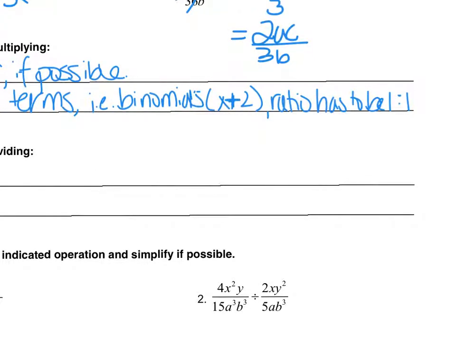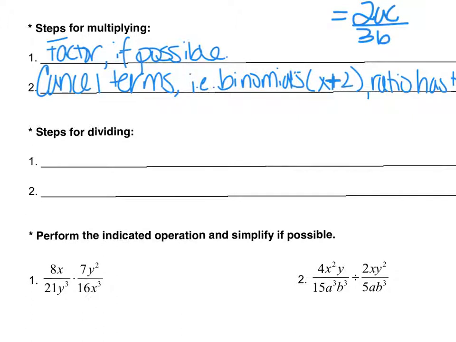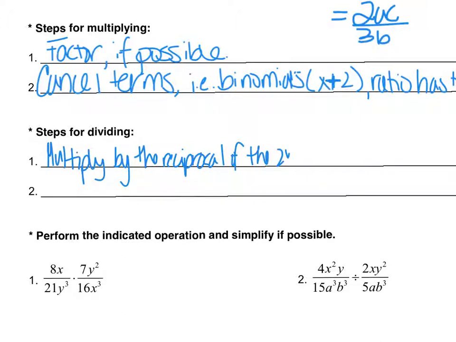All right, for division, you multiply by the reciprocal of the second fraction. Okay. When we get into complex fractions, this is the bottom one. Okay, it's the second fraction, however you want to think of it.